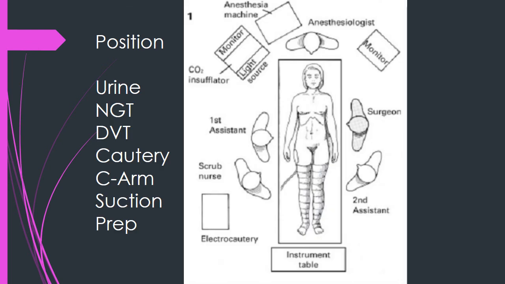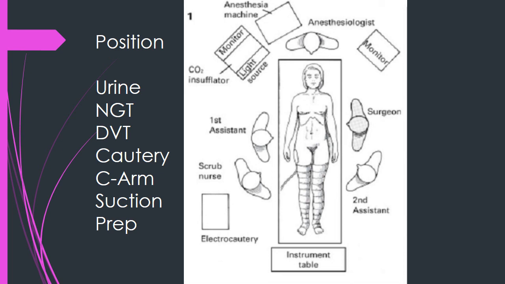Once on the table, the patient is kept in the supine position, and please take care that the patient has passed urine prior to surgery. You don't want to hit a full bladder, do you? You're passing a nasogastric tube so that the stomach is completely emptied because in at least 20 to 30% of the time you encounter an inflated stomach.